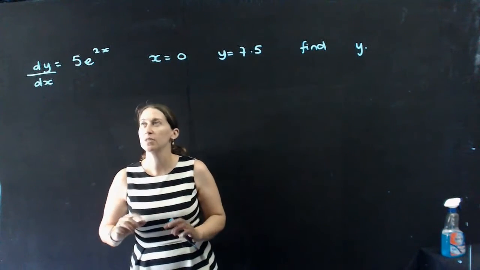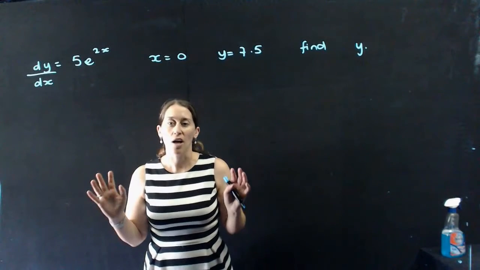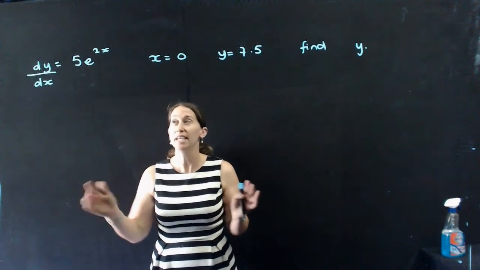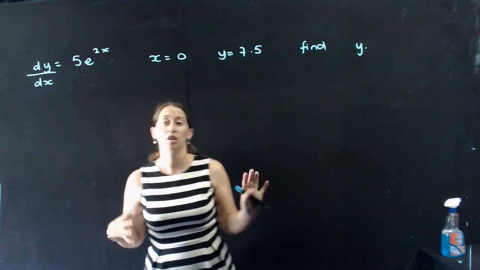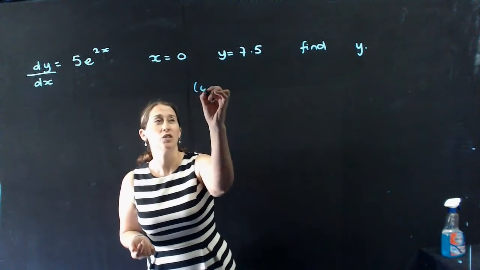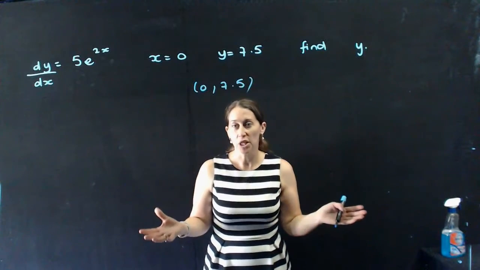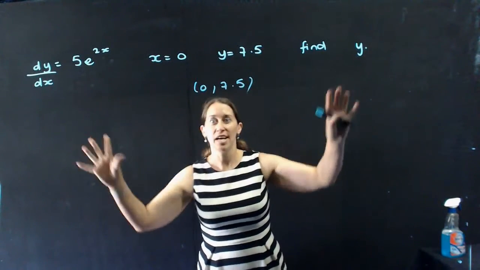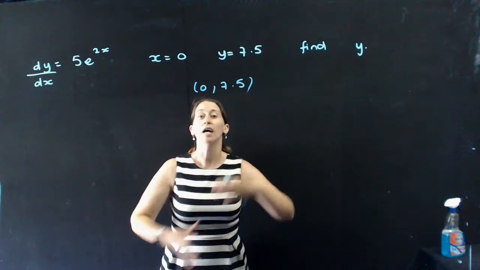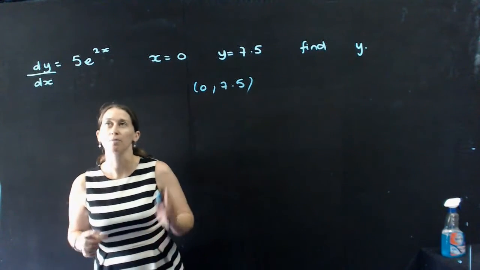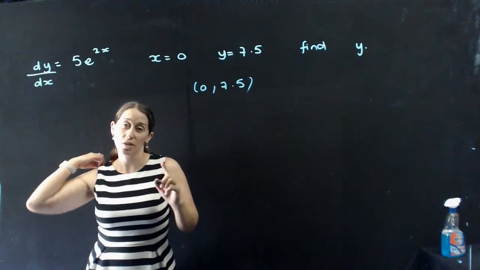Or it could be worded where you're given something like the gradient of the tangent to a curve is 5e to the 2x, and the curve also passes through the coordinate 0, 7.5. Find the equation of the curve. So several variations for this type of question, but pretty much what we're doing is finding the constant c and then finding the curve. So in order to do that, what we need to do is integrate and find what the curve would be.